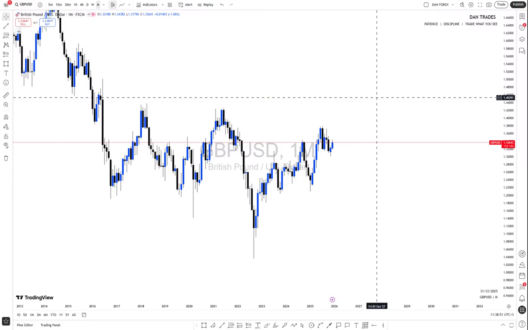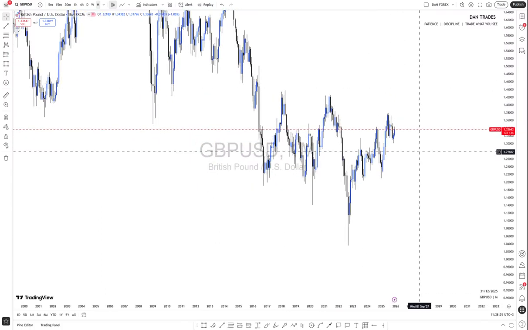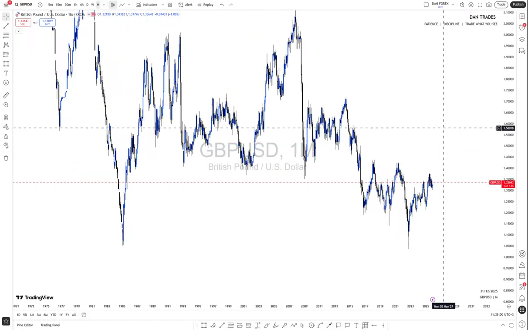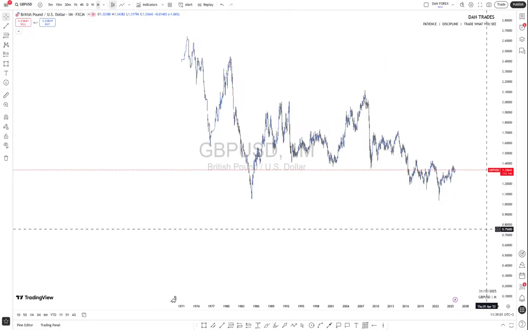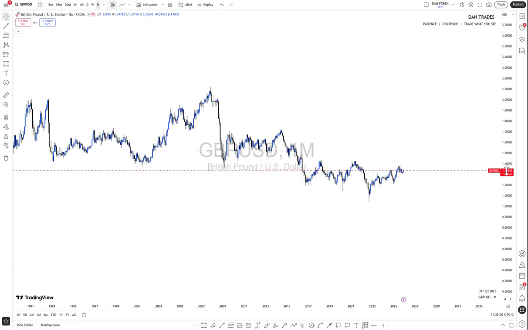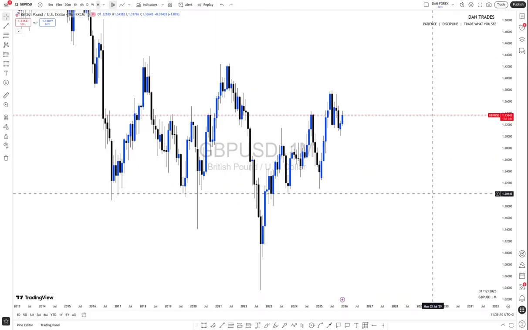Hello guys, this is a new episode on GBPUSD on a monthly time frame, and clearly we can see that GBPUSD is on a general bearish trend on the monthly time frame. Right now, let's come to the current price action and see what the market has been presenting to us.